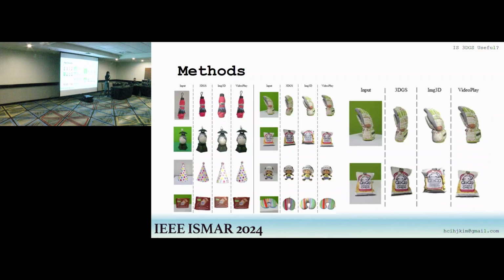This is the result of 3 different visualization methods. As you can see in the figure, the results from 3D-GS and video play are similar to real objects, while the results from image-to-3D are not very good.